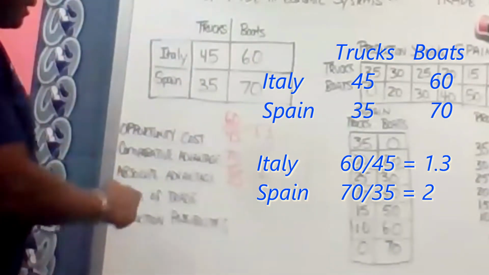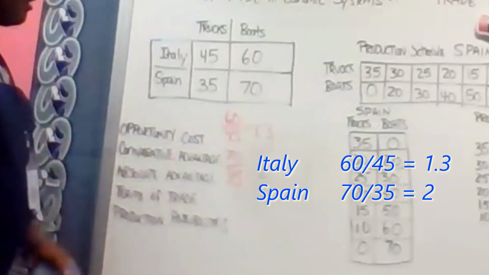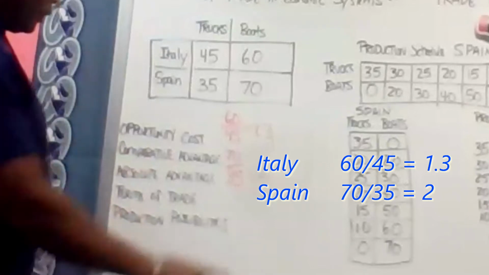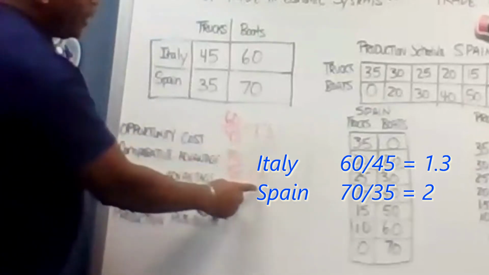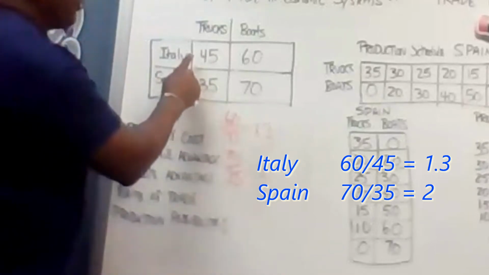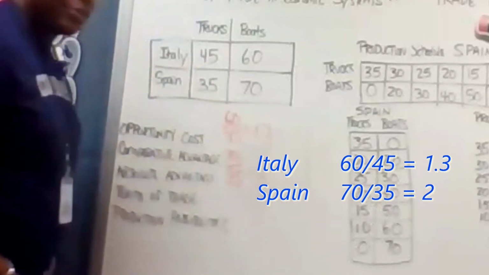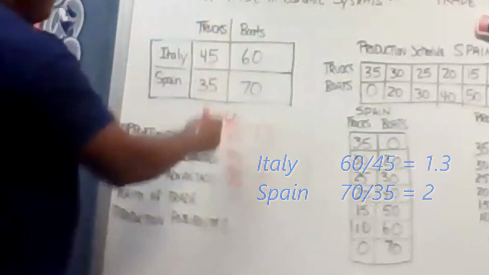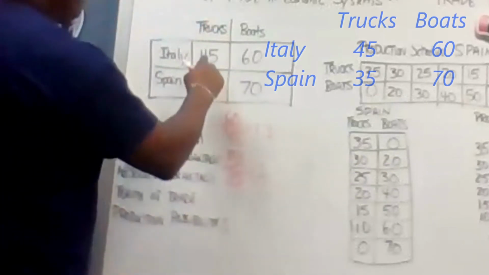Now, when we're looking at comparative advantage, we're looking at the least amount of resources. So 1.3 is lower than 2. So Italy has a comparative advantage in making trucks because they use less resources. Okay, let's look at the boats. Then we're going to do the opposite.